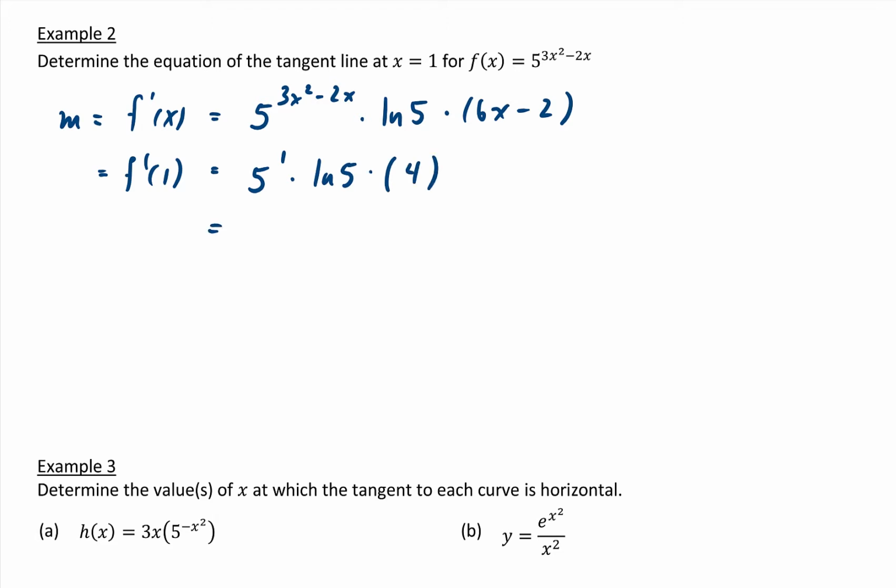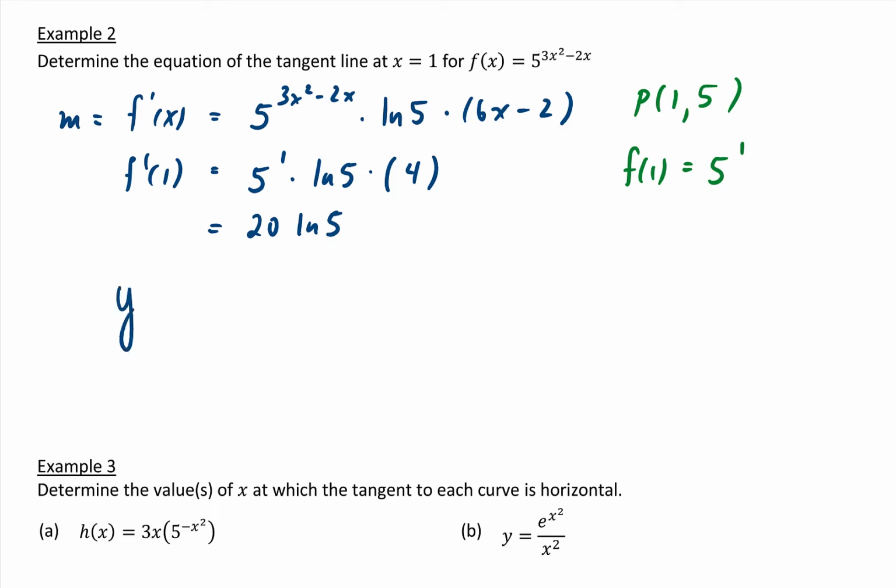So this tells me that my slope is equal to 20 ln of 5. So there's my slope. But now we need a point. So let's get the point. Our point of tangency we know is at 1 and something. So all we do is sub 1 into our function. So f at 1 is equal to, we put that into our expression, 5 to the exponent of 1. So therefore the point of tangency is (1, 5).